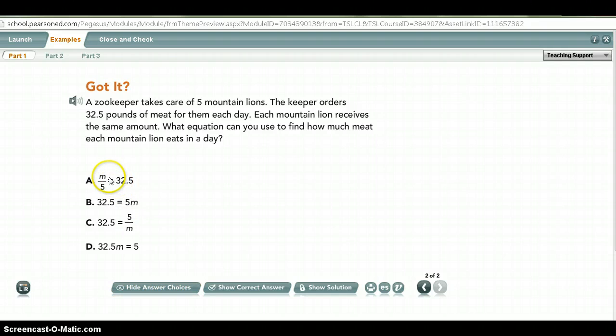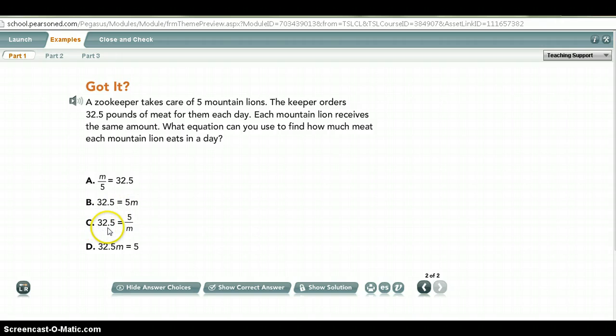We can either say M, so I'm assuming we're going to say let M equal the mountain lions. If you take the mountain lions, divide it by 5 and get 32.5. Or we say the total is 32.5 and that 5 times M is what that's going to equal. Or maybe it's meat. I think that's what the M is for. I'm sorry, M for meat. So meat divided by 5 equals 32.5. Or 32.5 equals 5 times the pounds of meat.